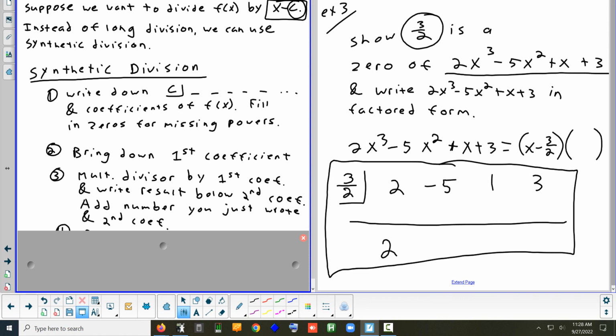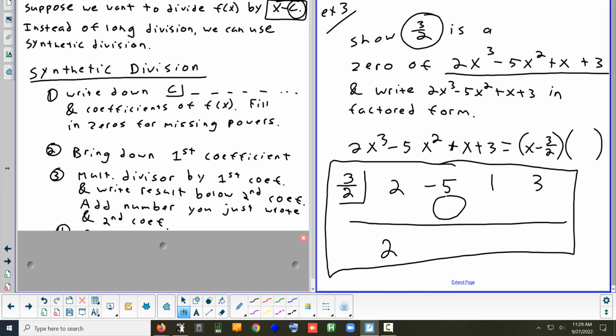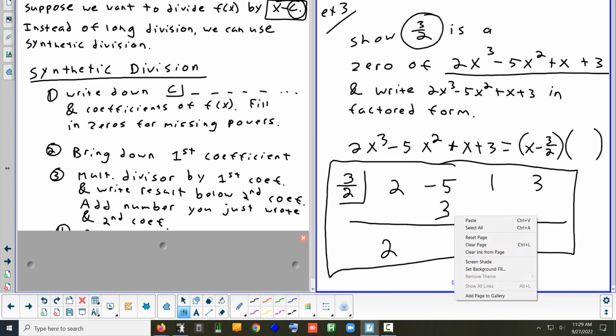The next thing you do is you multiply the number on the outside by the number you just brought down and put the answer right there. So we're going to multiply, what's 3 halves times 2? 3, and put the answer in that column. That's the second coefficient. Now, add those numbers up. The number I just wrote down and the second coefficient. What's -5 plus 3?